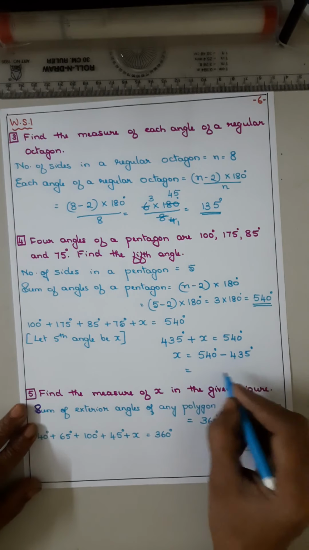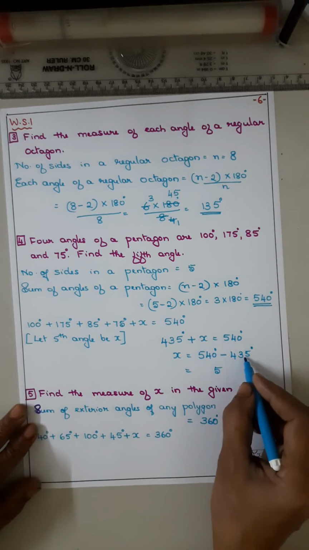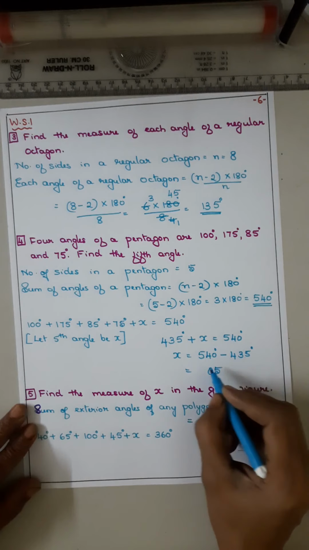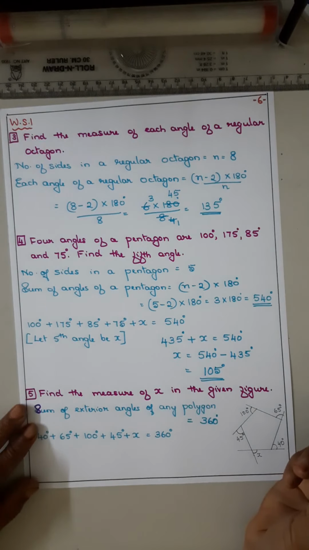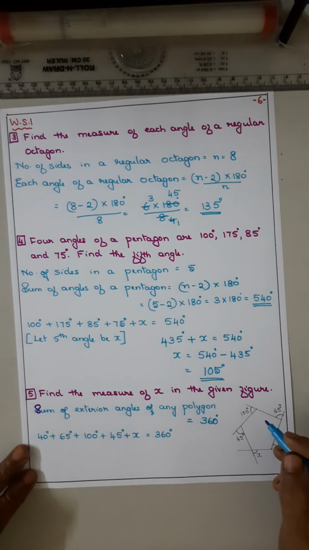That is 10 minus 5 is 5. Here now it is 3 minus 3 is 0. Now 5 minus 4 is 1. So you got 105 degrees. Clear? Next, coming to the fifth sum. Find the measure of x in the figure. So which type of angle is it? It is not inside, it is outside. So it is the exterior angle, isn't it?